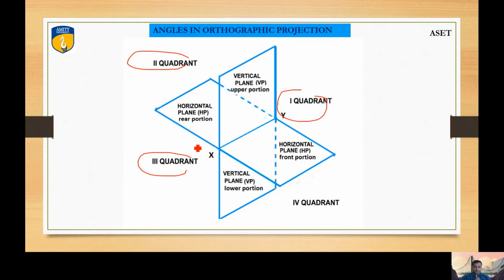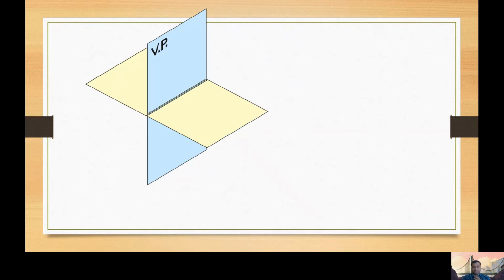Where is your object? My object is in the first quadrant, or in the second quadrant, or in the third, or in the fourth. That is going to decide where my views are and how I am going to place my views. So that depends on the location of the object. The object can be in any quadrant: first, second, third, or fourth. Now, how to define these quadrants?